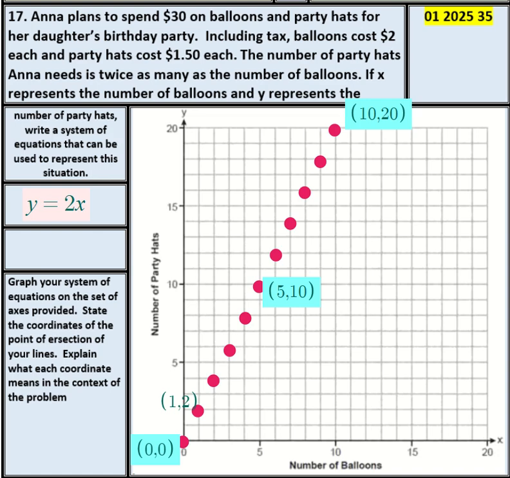So my next equation is about money. What are we spending on a balloon? We're spending $2. So that means 2x. We're spending $1.50 on party hats. So that's plus 1.5y. And how much do we have to spend? Exactly $30. So equals 30. And this is when I'm going to fall back on my graphing calculator. So I want to graph this equation and then move that graph to my paper.